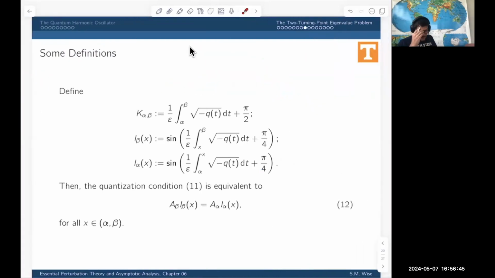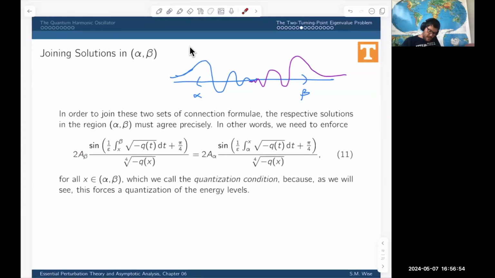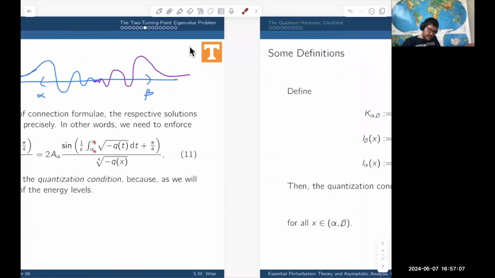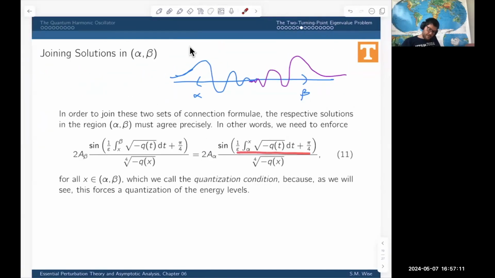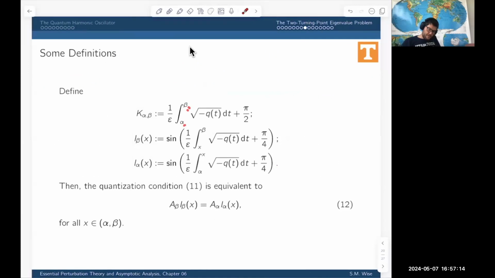So to do this, it is useful for us to define a few things. Notice that this guy in here looks like an integral. It is almost the integral from alpha to beta. So I'm going to define the full integral from alpha to beta to be equal to this thing called k alpha beta.